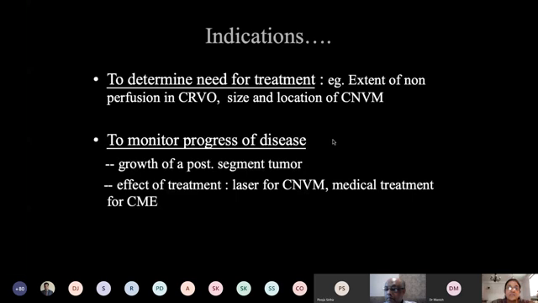Sometimes it also helps to monitor the progress of the disease. For example, you want to see the effect of your treatment, like a laser for CNVM, or a medical treatment for CME. So you can actually monitor the response to treatment.